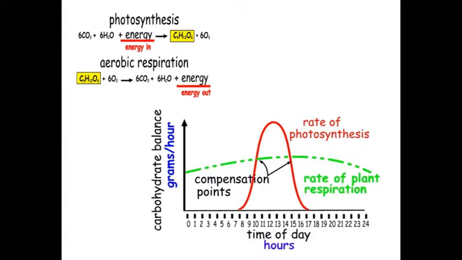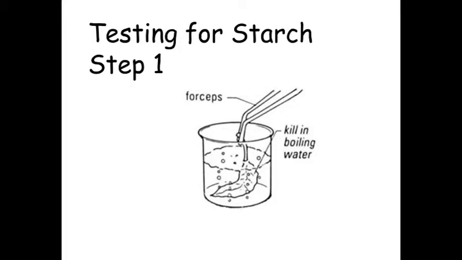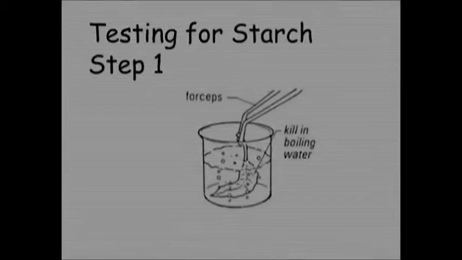In order to confirm that photosynthesis had taken place, we need to test for the presence of starch. That's quite simple. So first of all, let's look how you test for starch. Take your sample leaf and boil it in water for 2 minutes. This will kill off the leaf and stop any more metabolic processes. It will also rupture the cell walls.